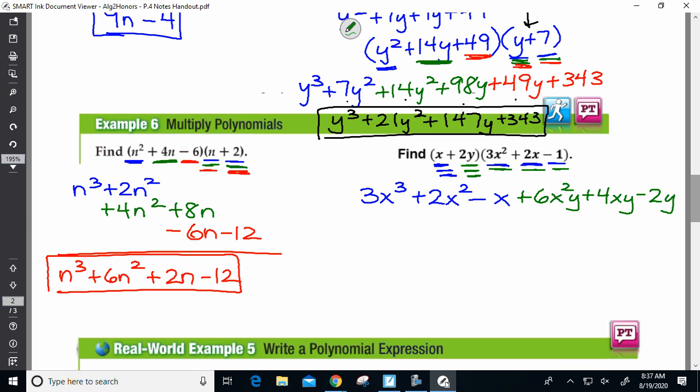But notice that none of these are like terms. There's no like terms up there, so it's your answer. That's all you can do. There are no like terms. Don't force it to work. There's nothing up there that can be combined, so don't force it.